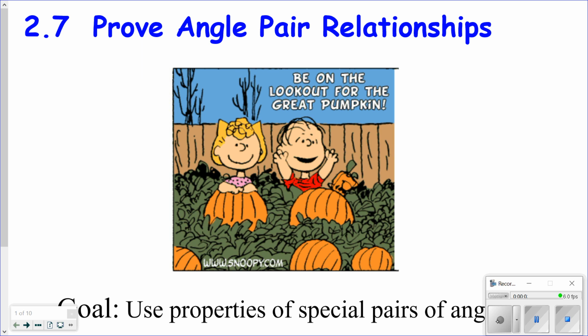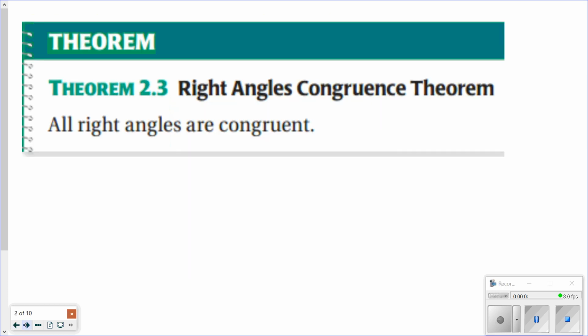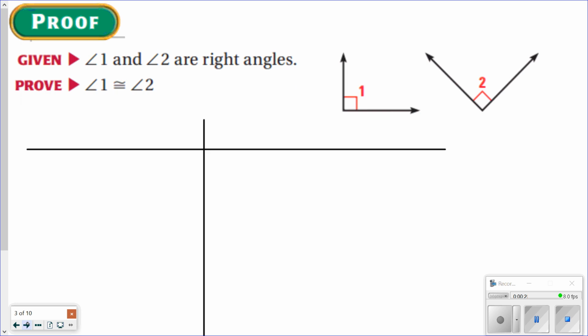Hi everyone, today we're going to start 2.7, which is prove angle pair relationships. Right angle congruence theorem: all right angles are congruent. That seems pretty silly to say, but we're going to prove why all right angles are congruent in the next slide. All right, so let's prove the right angles congruence theorem.